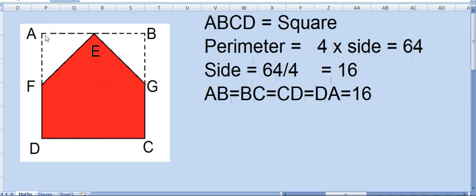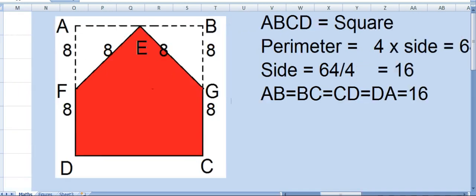Now, AF and all these are given as 8. So we can mark this figure like this. AF is 8, FD is 8, because this is 16 and this is 8, so the remaining is 8. Now we have to find the perimeter. Similarly, this is 8 because it's already given in the problem. All these sides are equal.